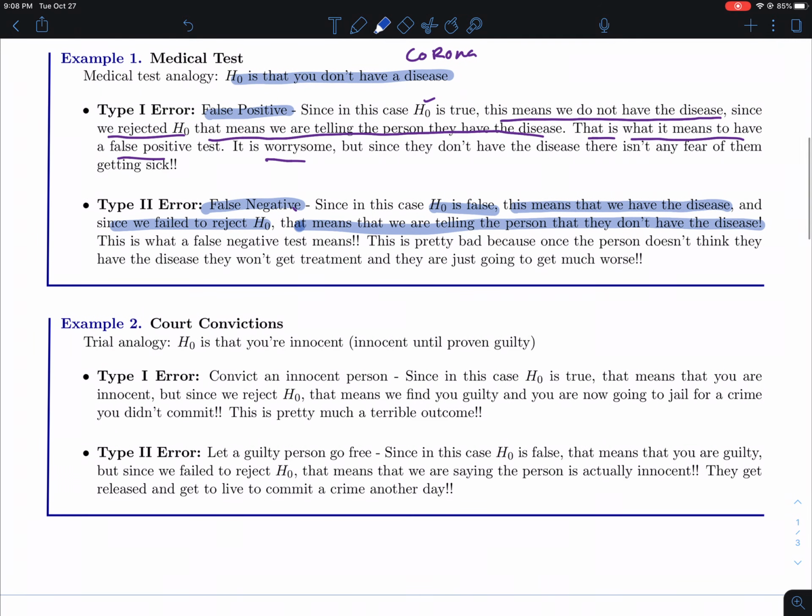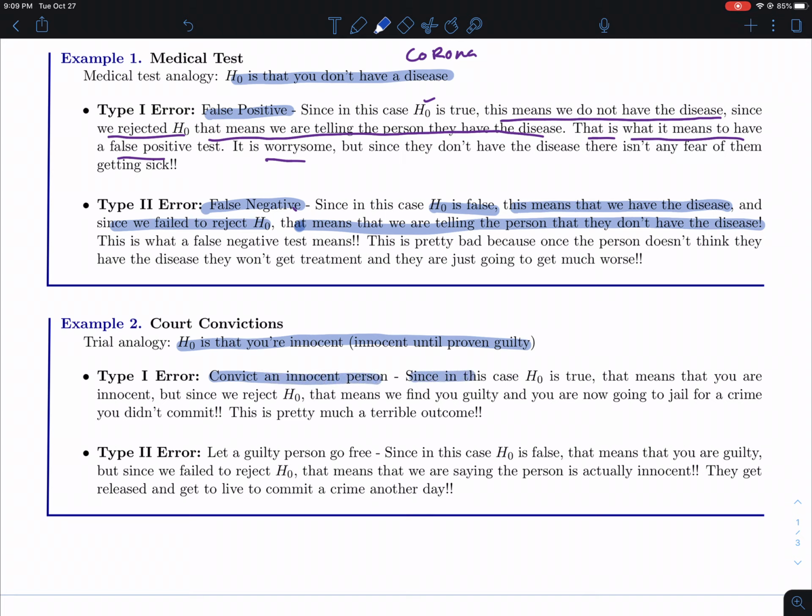All right. So let's look at court convictions. And so in this case, the null hypothesis is that you're innocent. Technically you're supposed to be innocent until proven guilty, but in this case, we're actually going to assume you didn't do it. Somehow you got arrested for whatever reason, just happened to be in the wrong place at the wrong time, and you actually didn't do it. So the type 1 error in this case, what could happen is we could convict an innocent person.